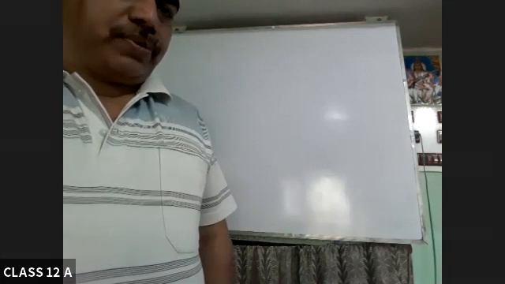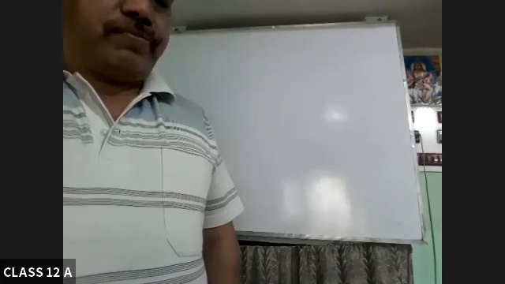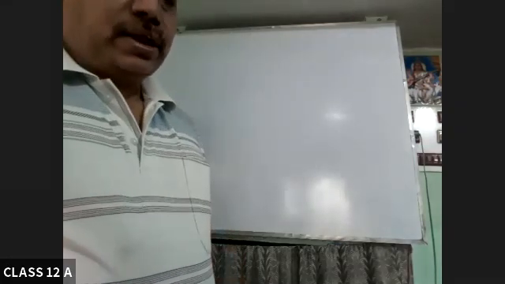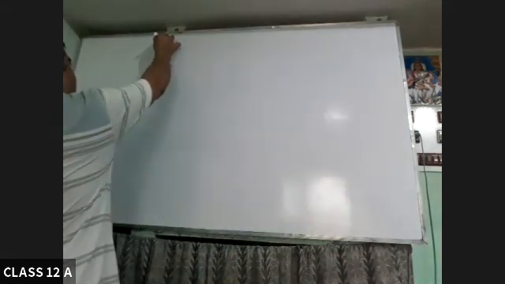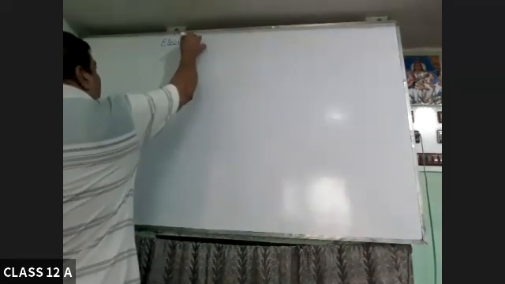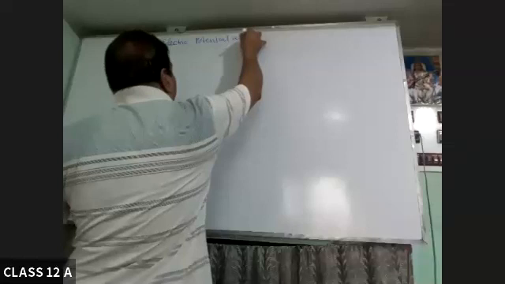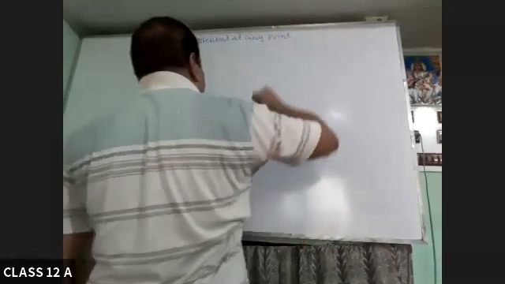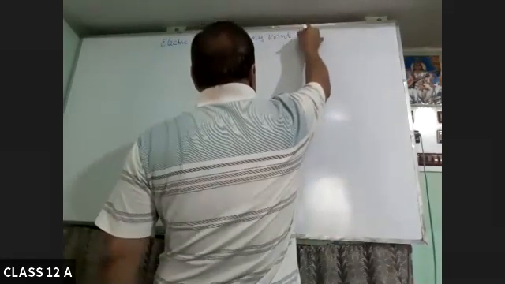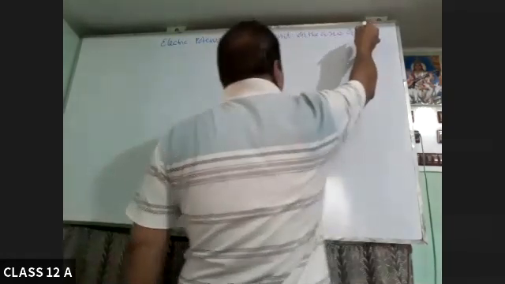Anyone having any confusion regarding the previous class? What we have done: electric potential at any point due to a point charge or many charges. Any doubt? No. Then we shall start this. Electric potential at any point, first will be on the axis of the dipole.